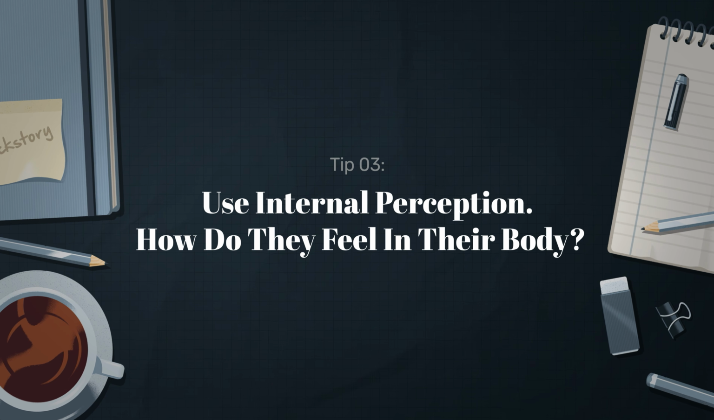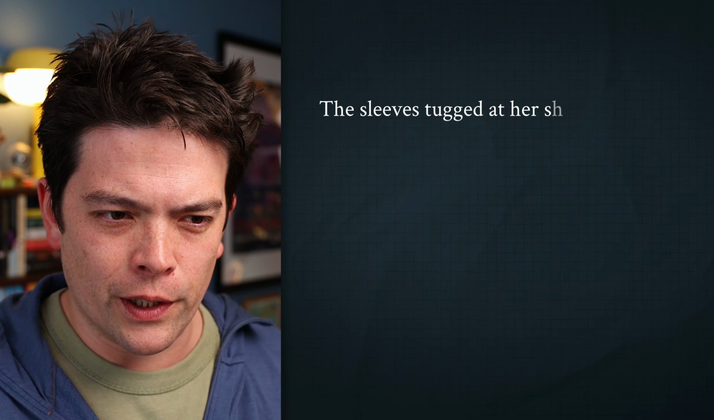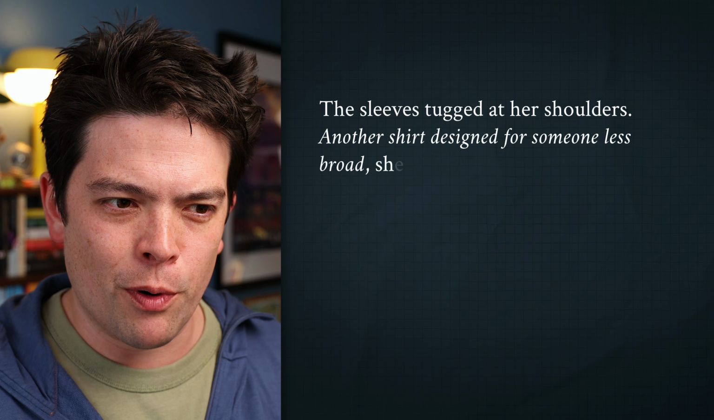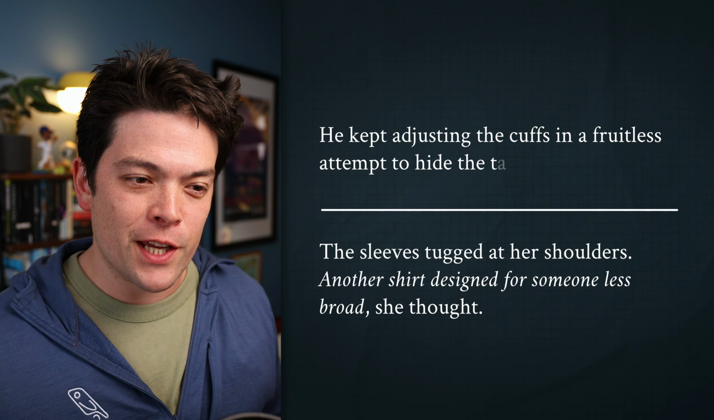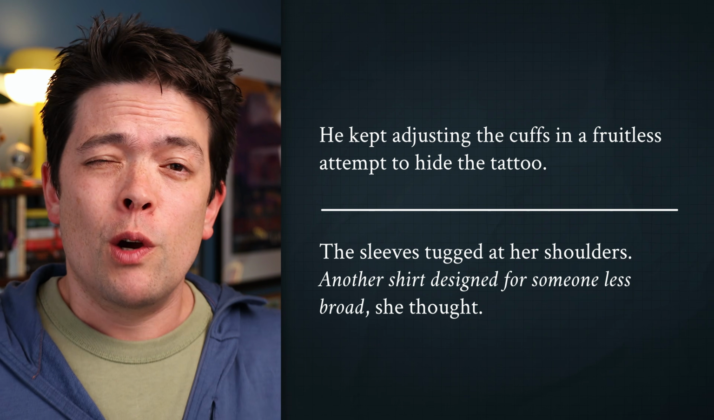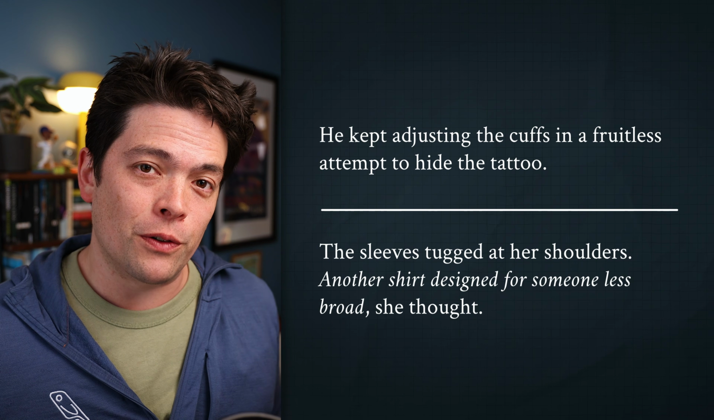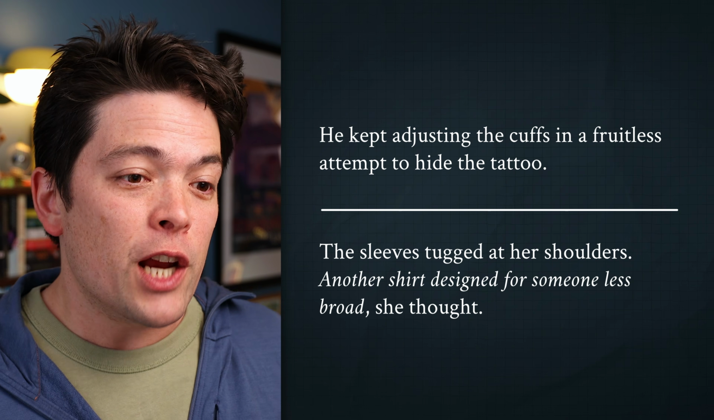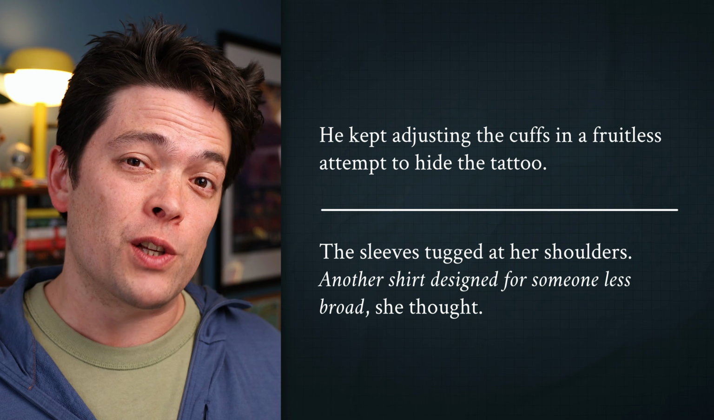Use internal perception. How do they feel in their body? Characters live in their bodies, and they can have opinions about those bodies without ever having to look into a full-length mirror. The sleeves tugged at her shoulder. Another shirt designed for someone less broad, she thought. Or, he kept adjusting the cuffs in a fruitless attempt to hide the tattoo. I think this is an especially useful method when describing things like scars, body image, or general discomfort. It keeps the focus on the character's experience, not a static description. It also adds emotional depth. It shows you how your character sees themselves, which is often more important than what they actually look like.